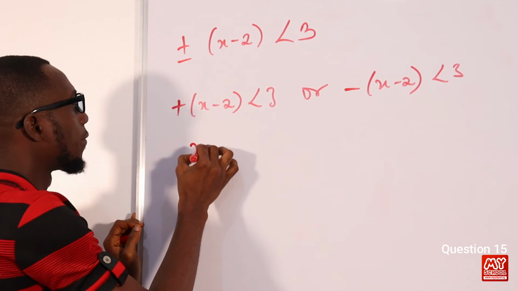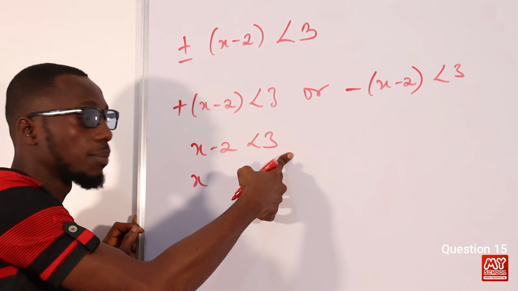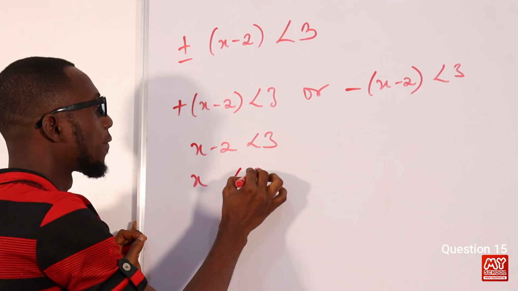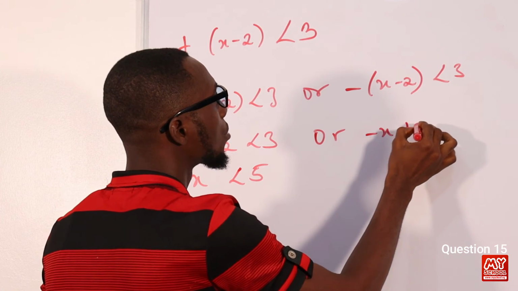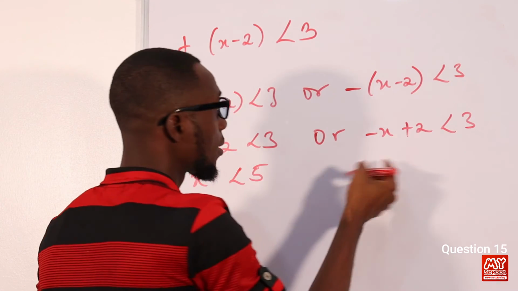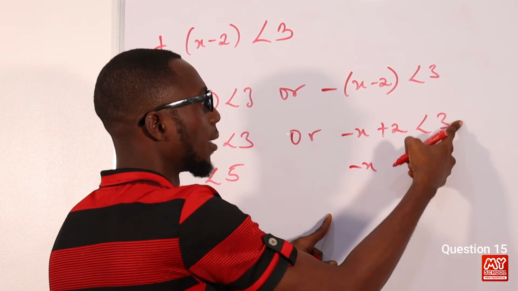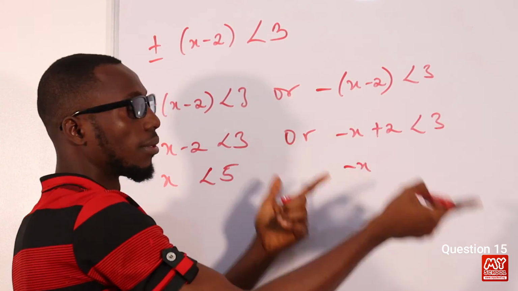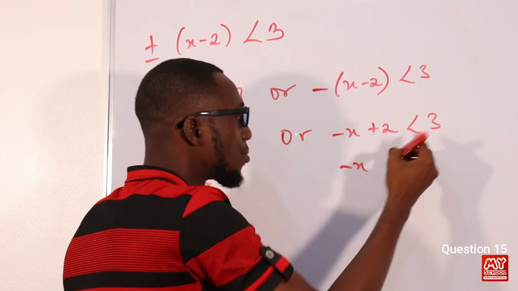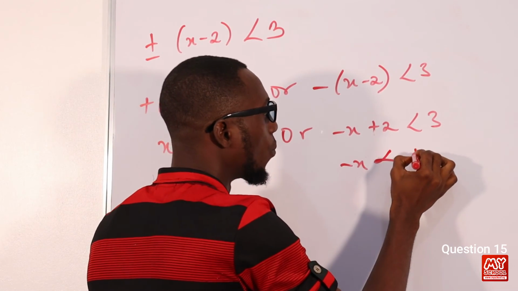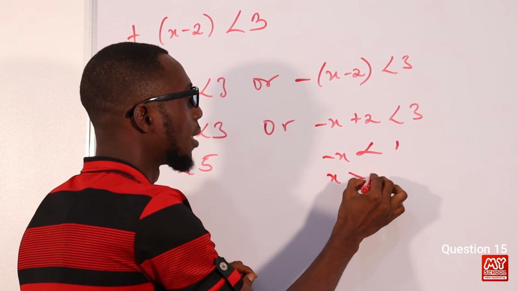So when you expand, we have x minus 2 less than 3. Collecting like terms, we have x, and the 2 goes outside and becomes positive. So 3 plus 2, we have 5. x is less than 5. Or we can say minus x plus 2 less than 3. When the 2 goes outside, that will be minus x less than 3 minus 2, that is 1. So that will be x is greater than minus 1.